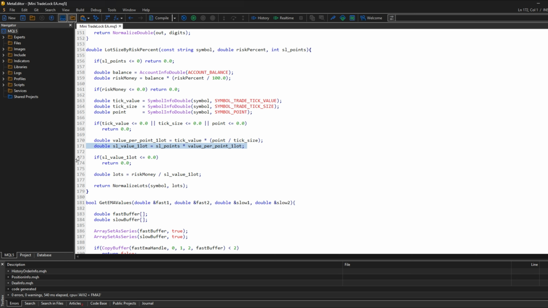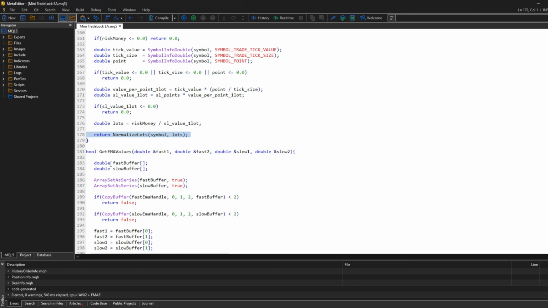And if that value is true, we divide the risk money by the stop loss value. And that gives us the correct lot size for the risk. And finally, we pass that lot size into normalized lots, so the final volume is valid for the broker.